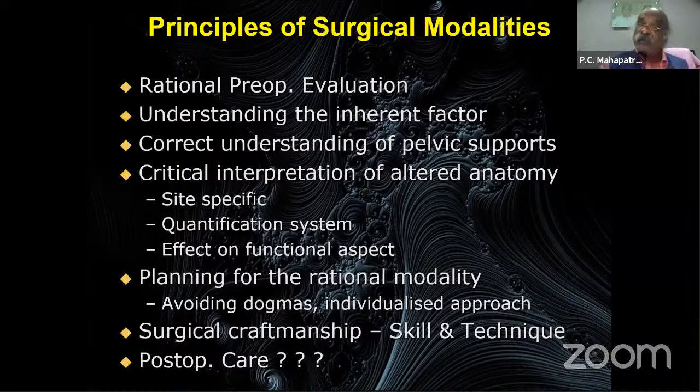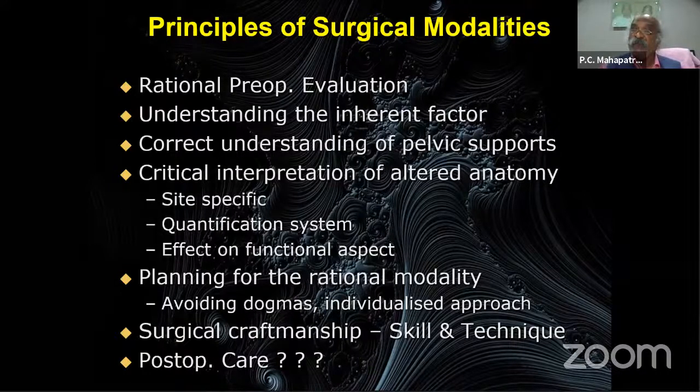So, rational pre-op evaluation: if there is an ulcer, do a pap smear. A cytology is a must before contemplating a surgery. And urine culture is a special investigation. Your renal function test is also needed, because in long-standing procidentia, because of the back pressure on the ureter, hydronephrosis and all these would damage the kidney. So these are all important in addition to the normal evaluation of cardiological and other blood parameters.